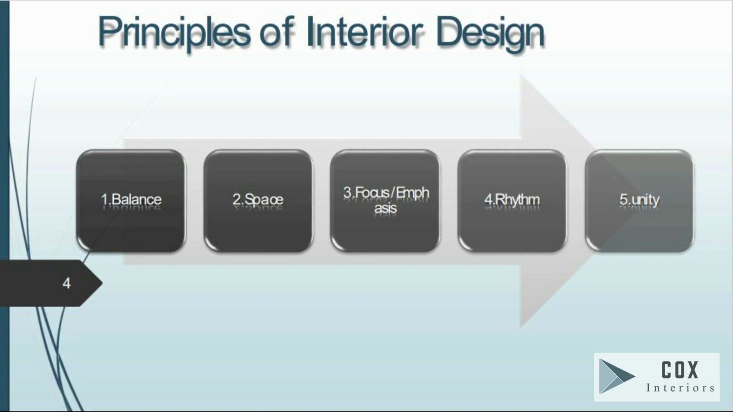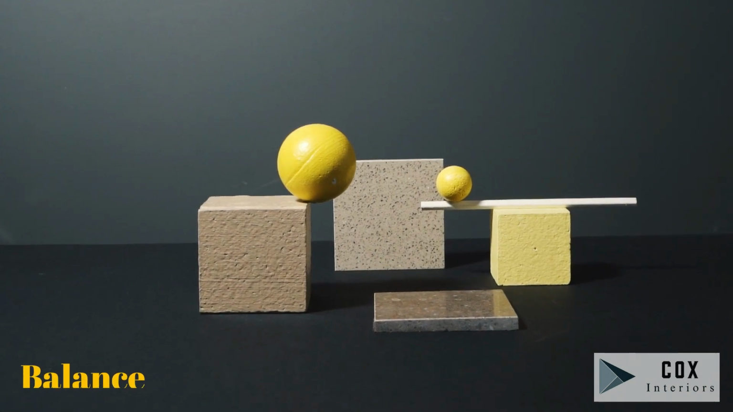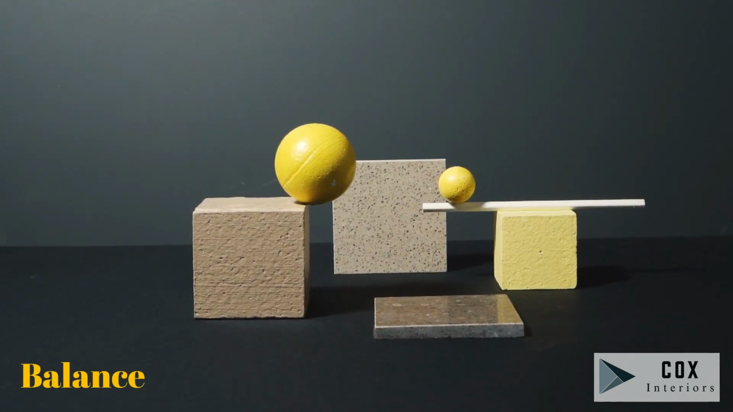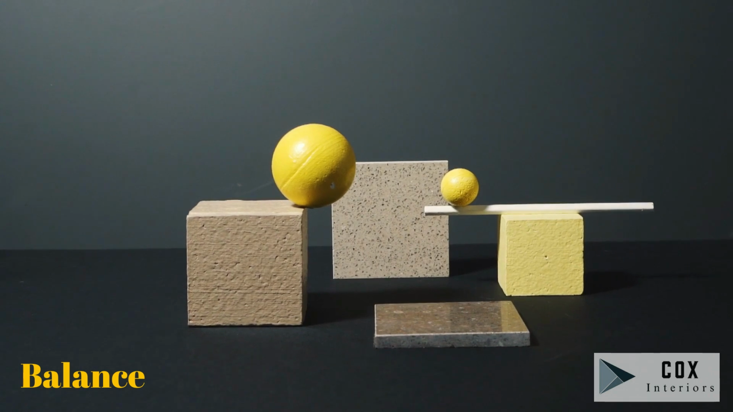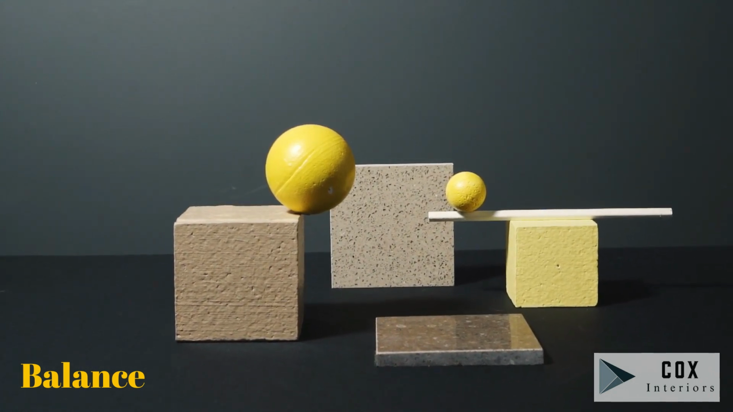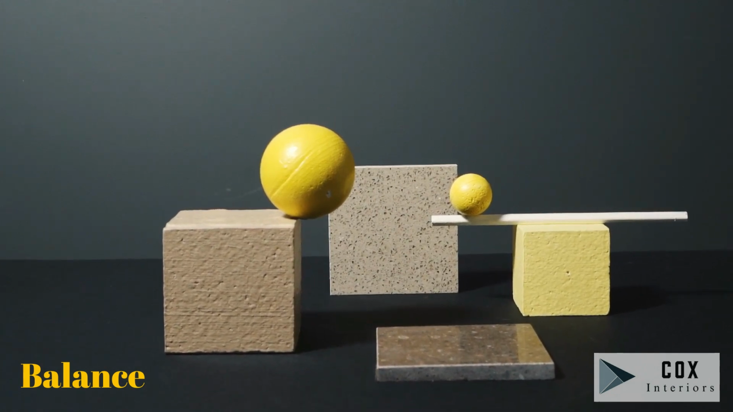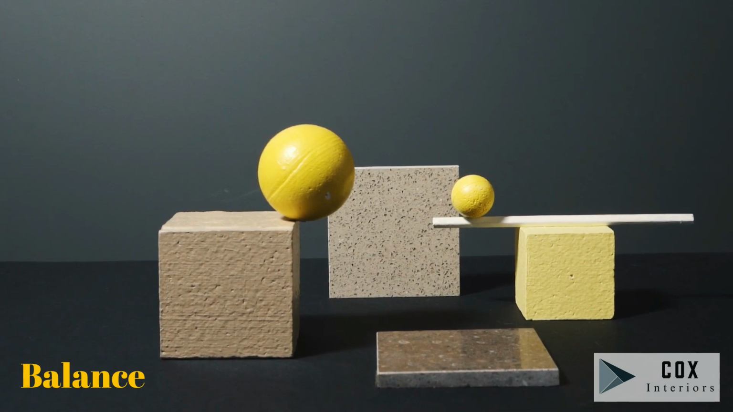Balance is an important principle of interior design that refers to the visual distribution of weight in a space. It involves creating a sense of equilibrium in a room by arranging elements in a way that feels visually stable and harmonious. There are two types of balance in interior design. Number one is symmetrical and the other one is asymmetrical.